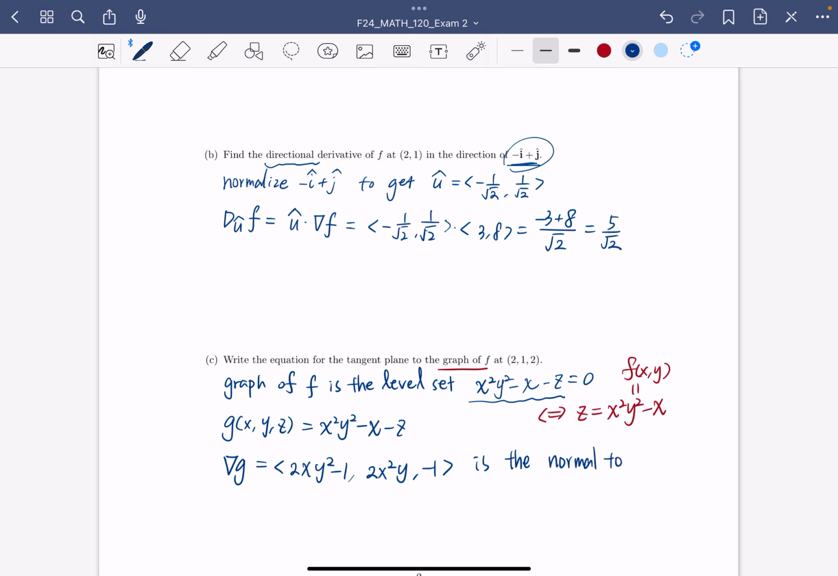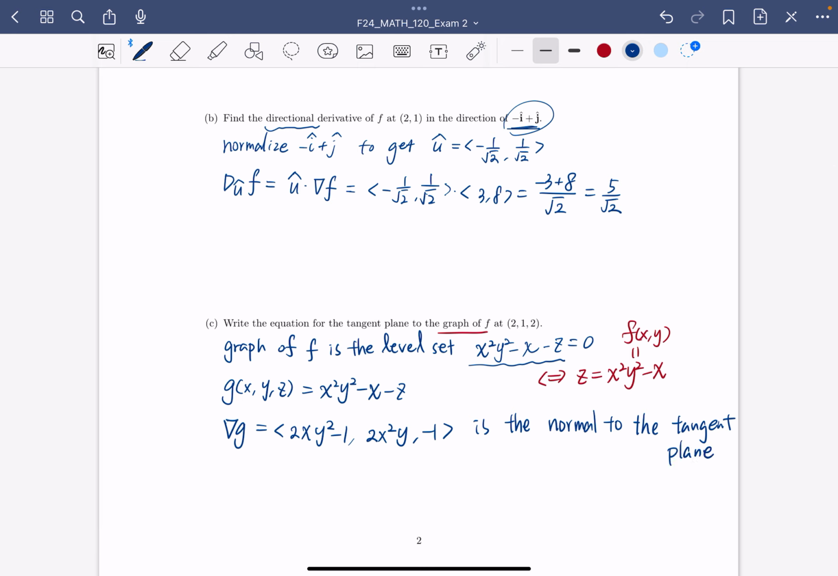to the graph of f, to the tangent plane. Okay. And we have to plug in this point (2, 1, 2), so we just skip the computation. We get (3, 8, minus 1).